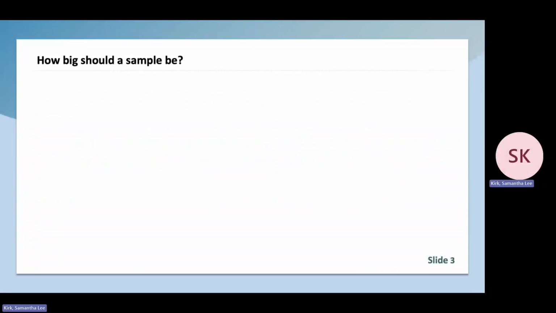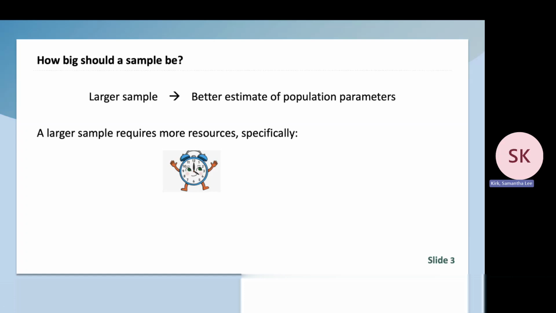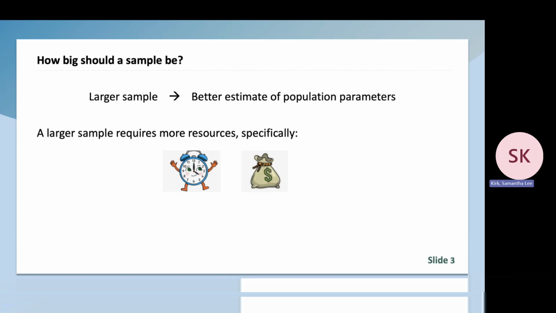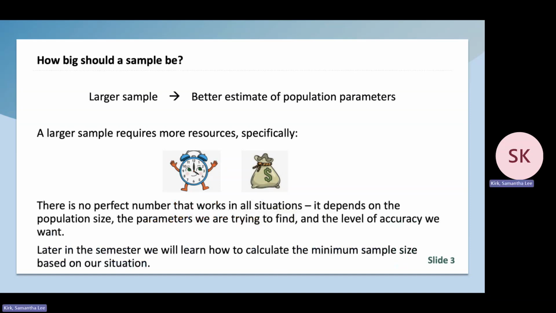So we want to know how many people we should put in our sample. And it makes sense that the larger the sample is, the better estimate of our population parameters. But a larger sample requires time and money. You have to spend a lot of time to find these people, to ask them questions, and especially if you have a big sample, you have to hire people to ask questions to the sample to build your database. So you may want to know, is there a minimum number of people I can put in my sample in order to estimate my population parameters?